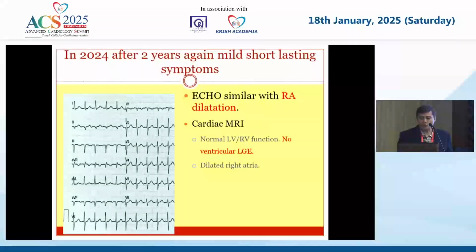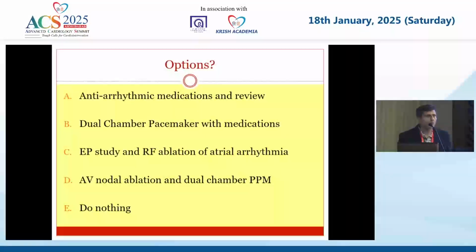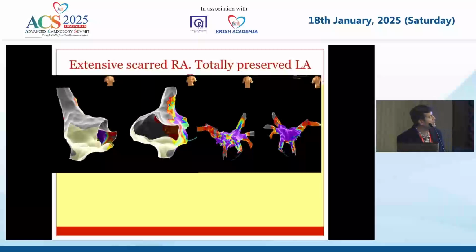So echo was showing mild more RA dilatation. We wanted to see an MRI. MRI showed no LGE. So now again what do we do? Now give a pacemaker or again go for an ablation? So the main problem is tachycardia. I want to treat the tachycardia, so I went again for an ablation. And if you see, the scar has progressed and the RA has dilated much more than what it was before. So this is a progression of disease. And if you see, there is no living muscle in the whole of the right atrium.